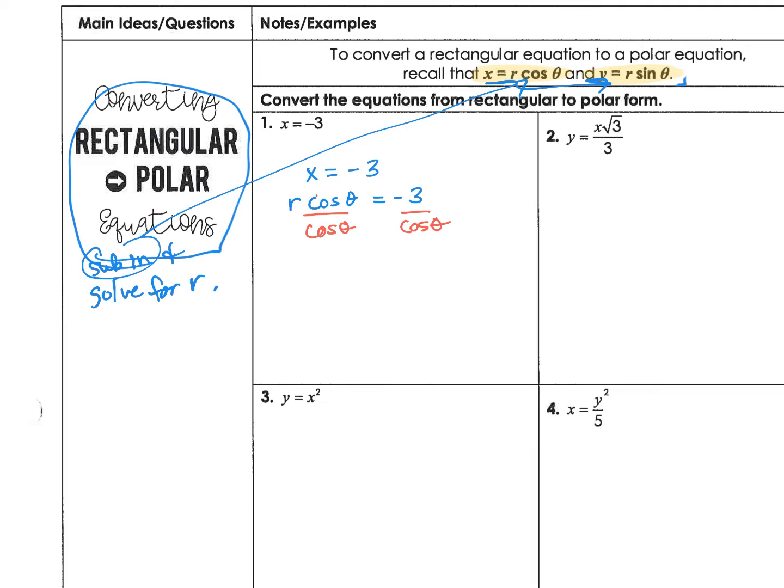cosine. This will have you flashing back to analytical trig, because I don't want to leave cosine in the denominator, so how could I rewrite this? Secant. Negative 3 secant theta. And that would be my equation. And we know that would graph as a line. It's there. You just got to scrape it back up out of your brain.